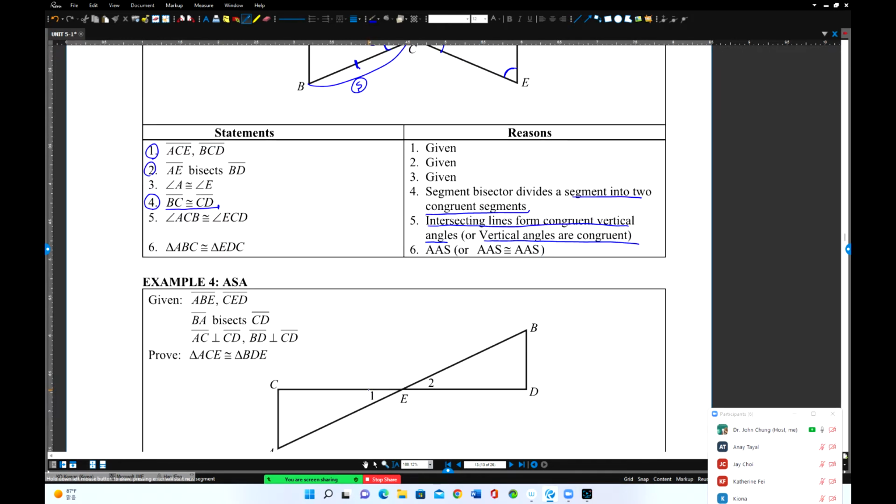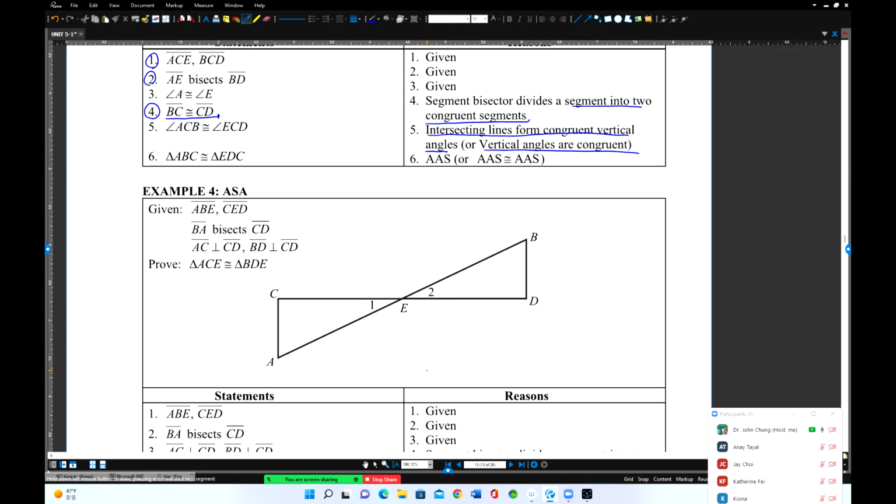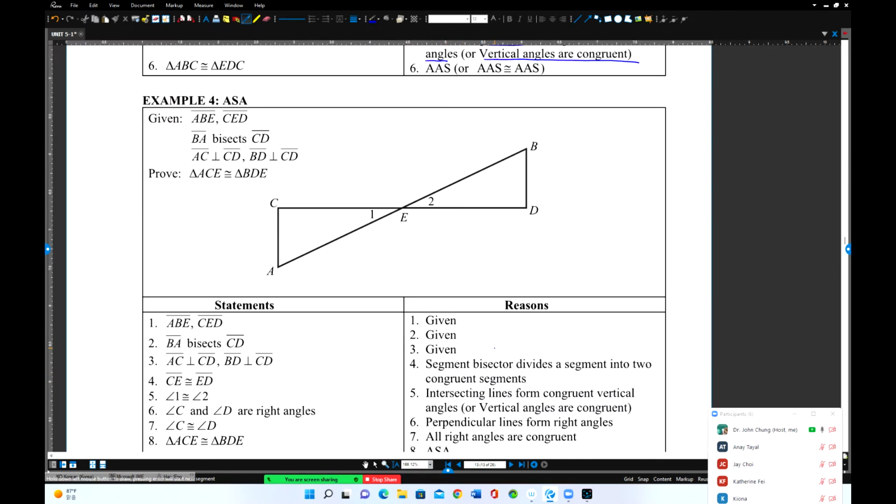The next method is angle side angle. That is the example for angle side angle: two angles and the side between the two angles. So for these two lines, you have to use these two vertical angles, and BA bisects CD. Bisect CD means what? These two sides must be equal. So we have a side and another angle, but we still have only two. We need one more from the given over here.